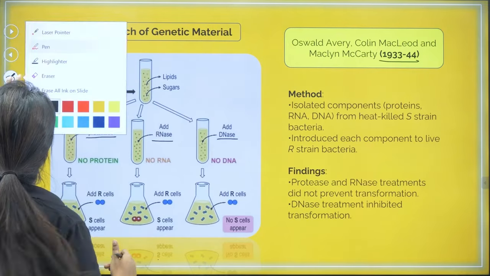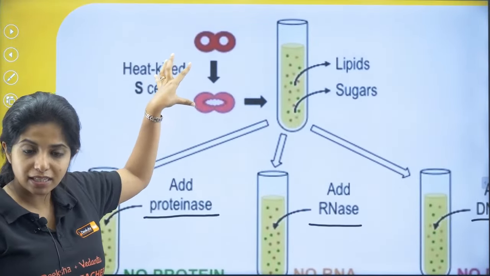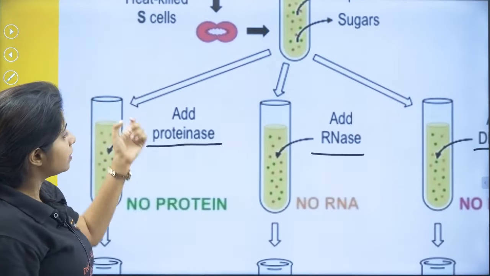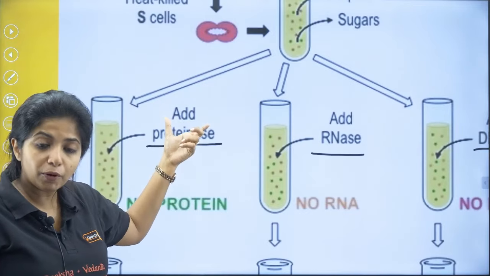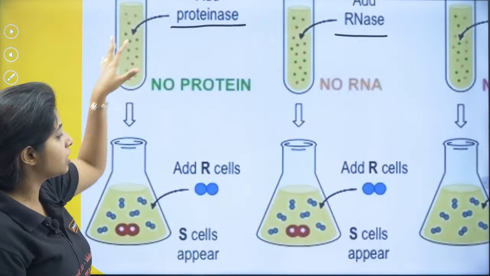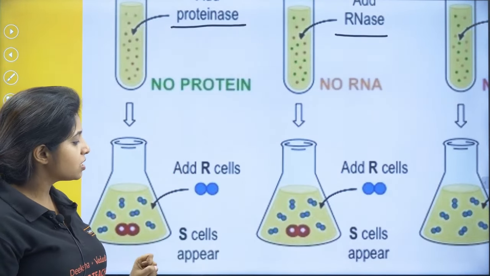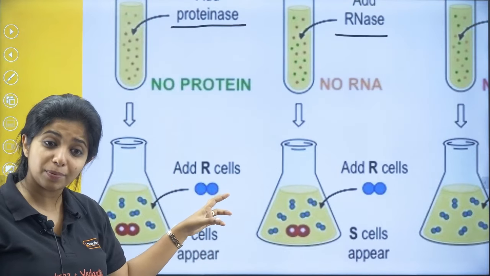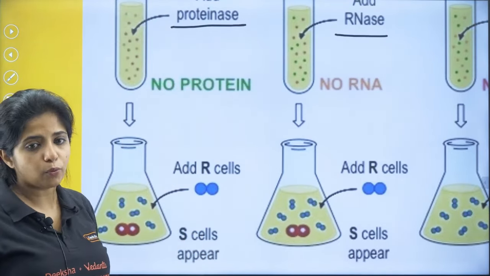And then in their experiment, they did this particular thing. The heat-killed S cells were taken, the ones that do not cause any trouble, right? And then they were treated with protease. So when it is treated with protease, the proteins in the heat-killed S strain are destroyed. Now the heat-killed S strain is mixed with R cells and still they were able to see that S cells were appearing. That means transformation was still happening. Even though all the proteins were damaged, transformation was somehow happening.